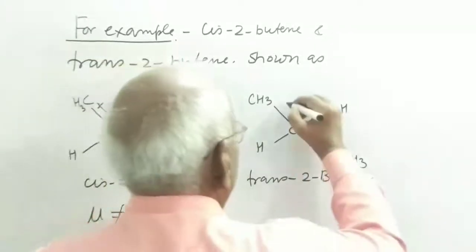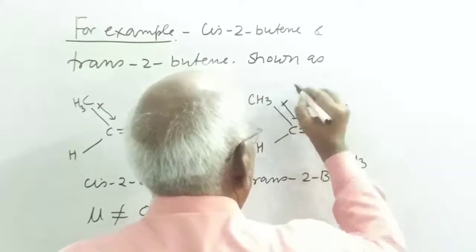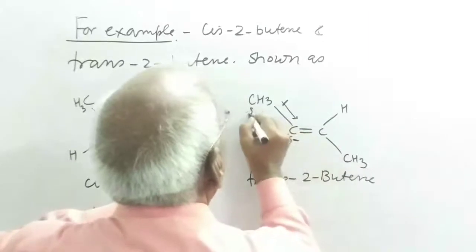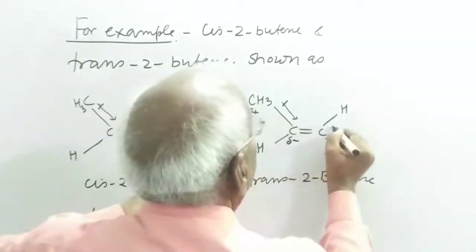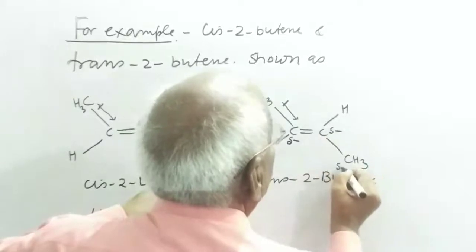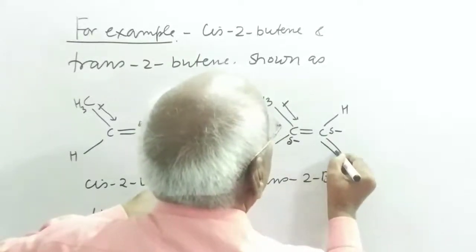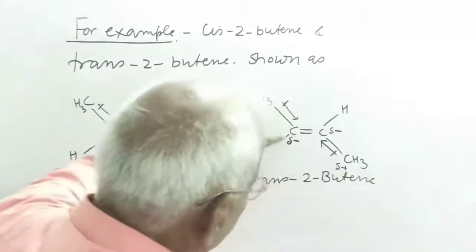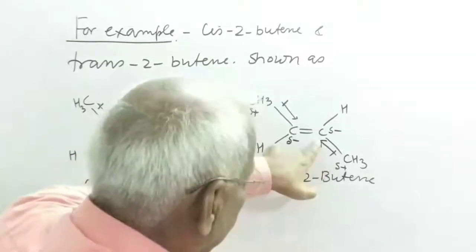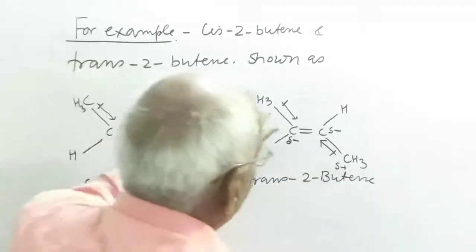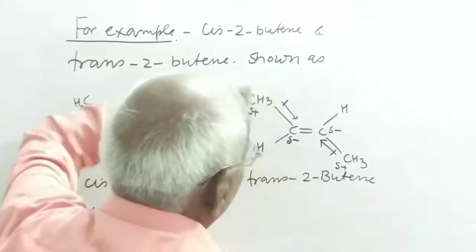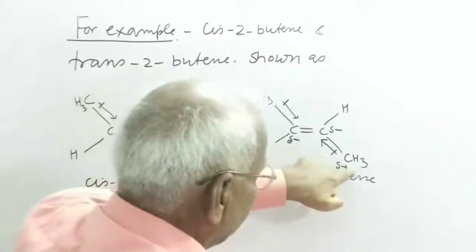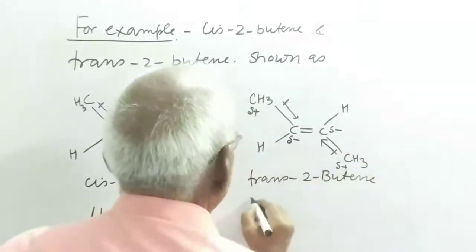Now see, in this case, this is bond moment in this direction because it is more electronegative. So this is slightly negative, this is slightly positive. In this case, this is slightly negative and this is slightly positive. So bond moment is in this direction, from positive pole to negative pole. So in this case, bond moment of upper CH3 group is cancelled by bond moment of the lower CH3 group.